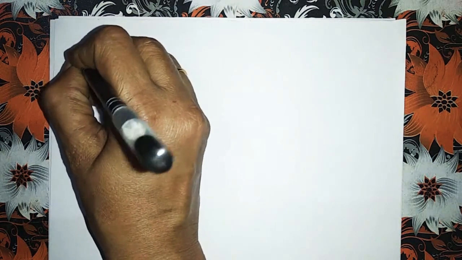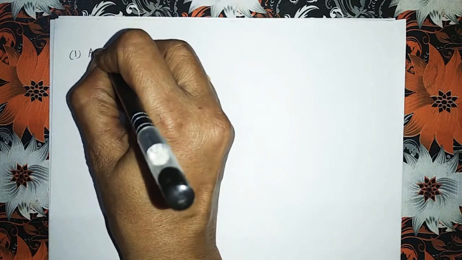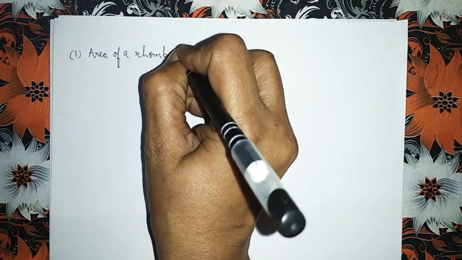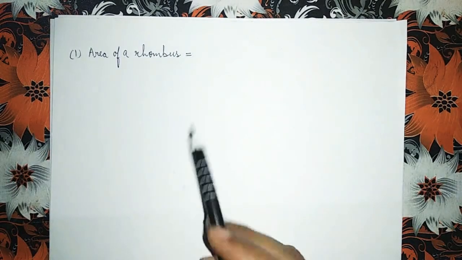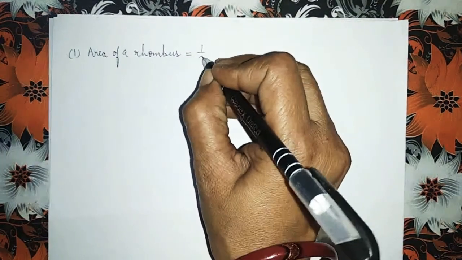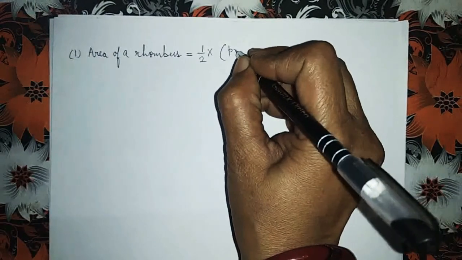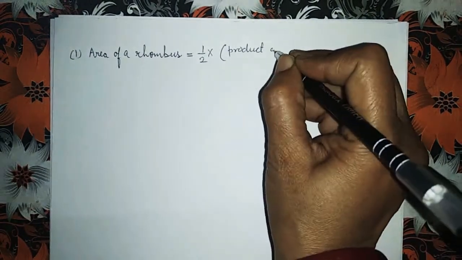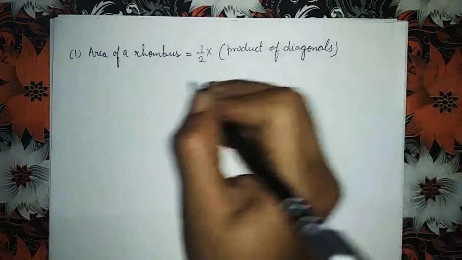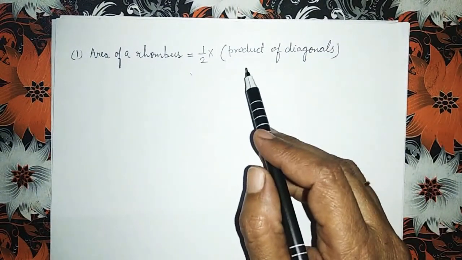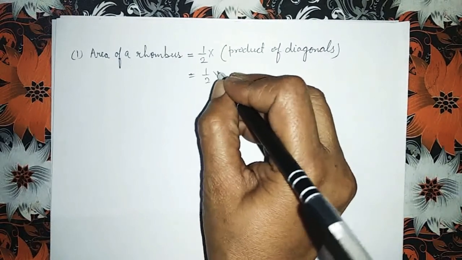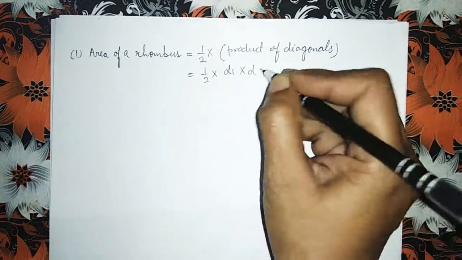Here, the first formula, that is area of a rhombus. Students, last year you have studied about this formula. Formula is half into product of diagonals. If length of diagonals are d1 and d2 respectively, then the formula will be half into d1 into d2.